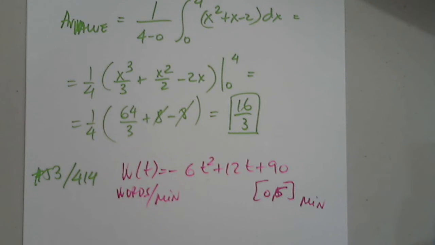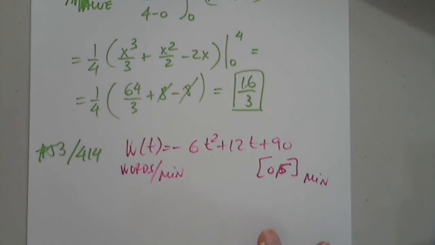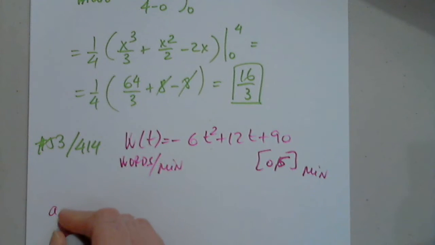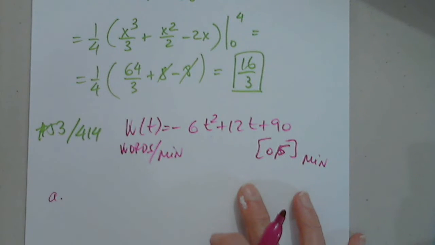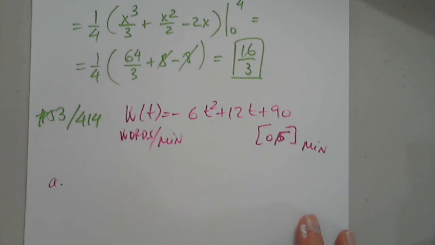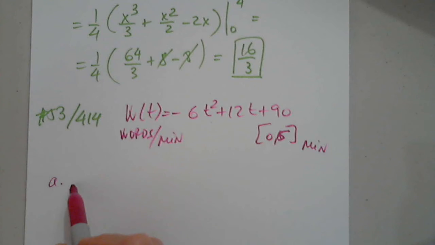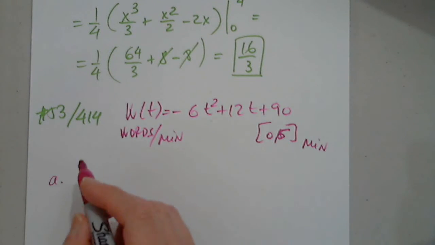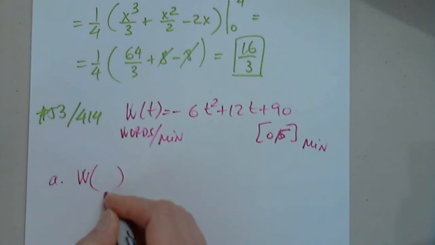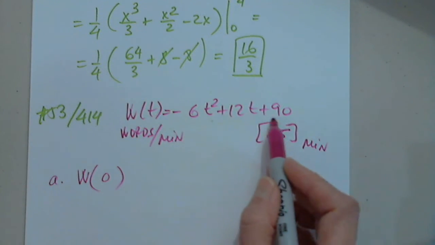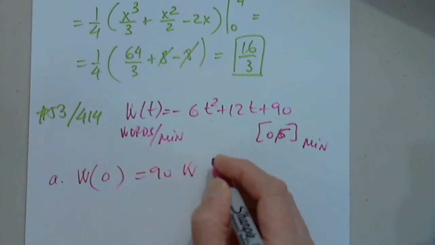Find the speed at the beginning of the interval. So this is the speed. How do we determine the speed at the beginning of the interval, in words per minute? I forgot to stop sharing. How do I determine at the beginning? W of 0. That's it. 0, 0, 90. 90 words per minute.